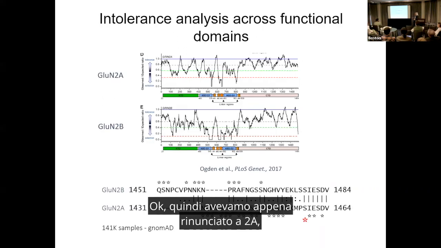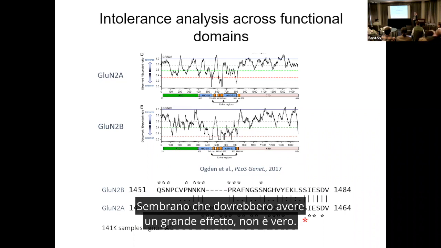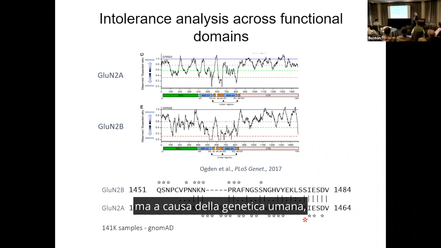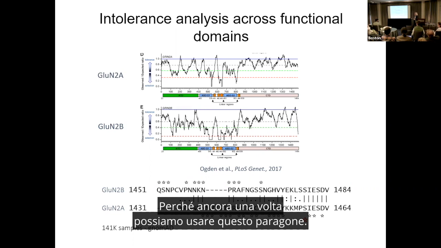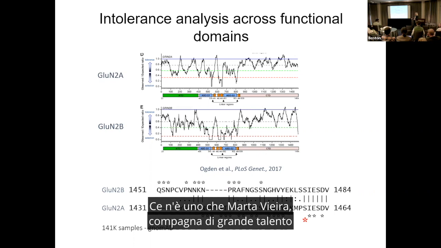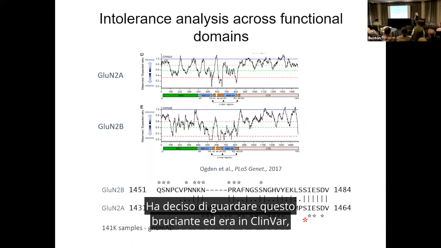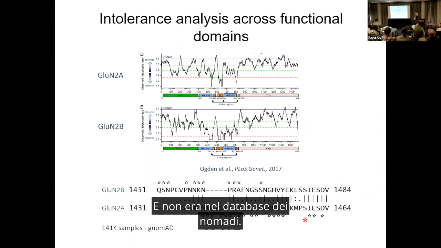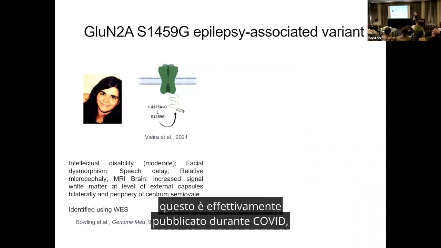Okay, so we had just kind of given up on 2A. We had spent a lot of time and effort on 2A through the years, and as I said, these mutations that seemed like they should have a big effect didn't, and so we had kind of had it. But because of the human genetics, we then decided to revisit this, because once again, we can use this comparison. So in the last 15 amino acids, there are some residues that are in NMDA or the unaffected population. There's one that Marta Vieira, a super talented fellow that really led all of this in the lab for many years, decided to look at, the serine, and it was in ClinVar, and it was not in the NMDA database. And this was actually published during COVID.